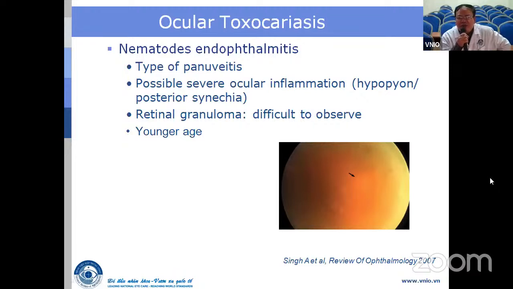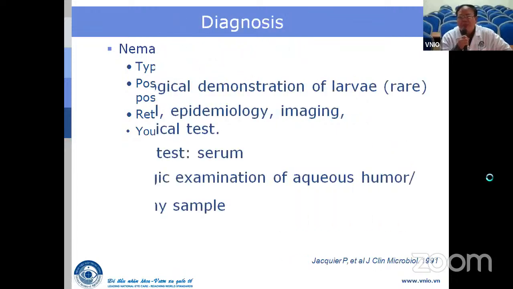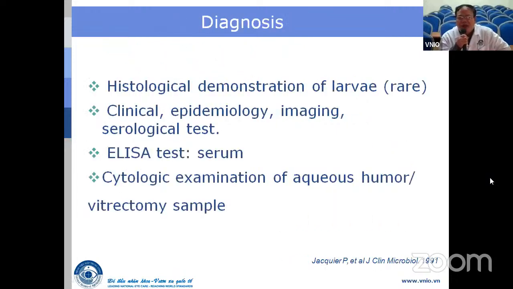Ocular toxocariasis risk in case of nematodes: endophthalmitis, the type of APAN uveitis, possible severe ocular inflammation with hypotony and posterior synechiae. And we found that in the fundus, granuloma, retinal, quite difficult to observe, and normally it happens in younger eyes. How about the histology examination?